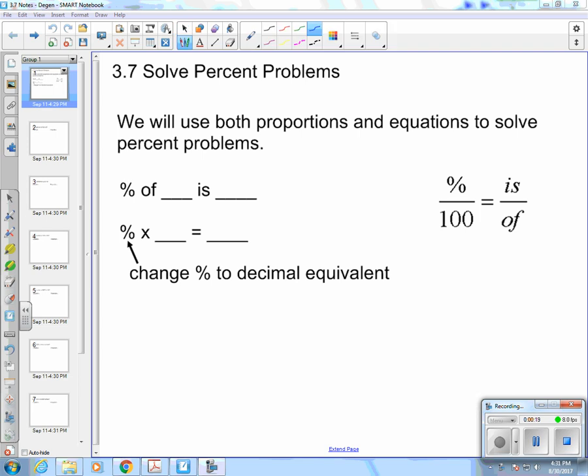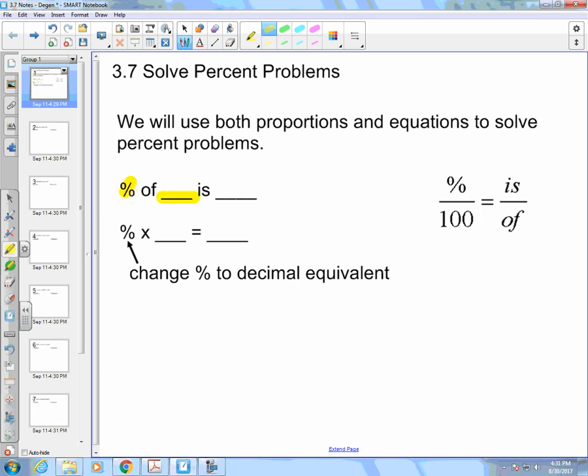The equation way starts out with having the percent of a number is equal to a number. You guys should know that is means equals, of means to multiply, and the percent needs to be changed into a decimal equivalent. Other than that, you can just write the English into the mathematics.